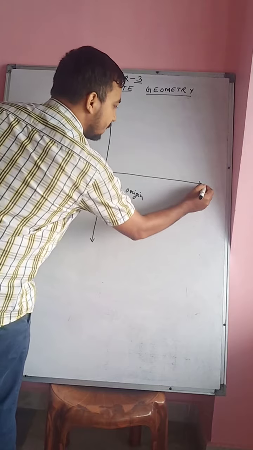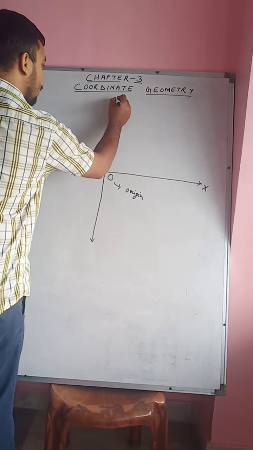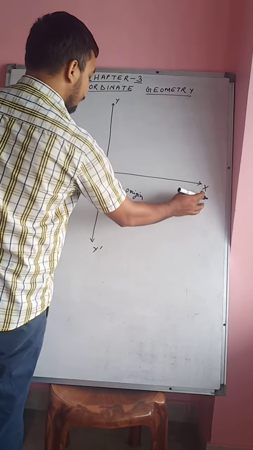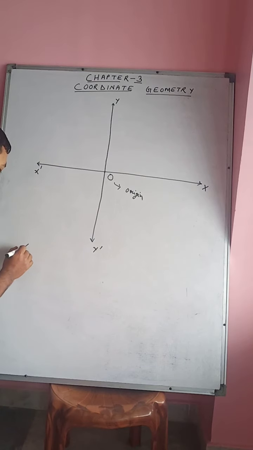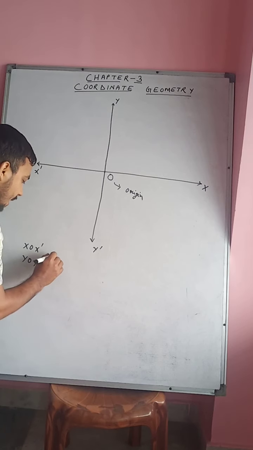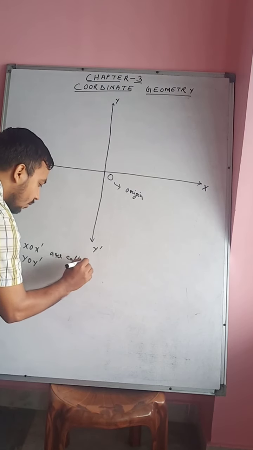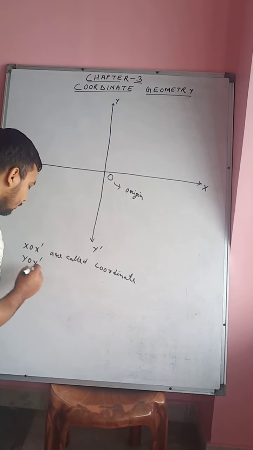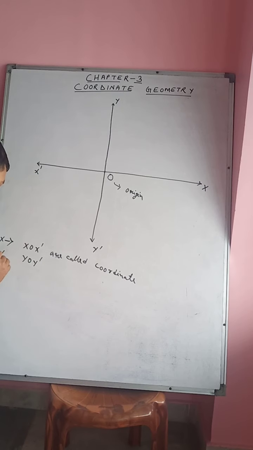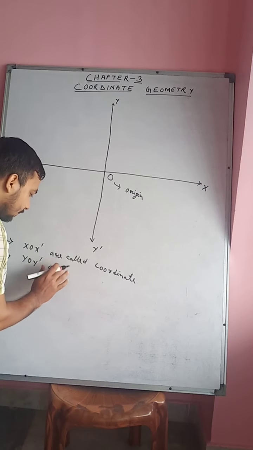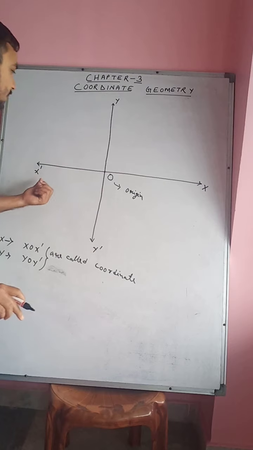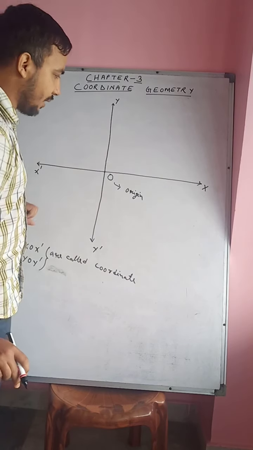We mark this as X, this as Y, this as X dash, and this as Y dash. X O X dash and Y O Y dash are called coordinates. This is the X coordinate, and this is the Y coordinate. These both are called coordinates. X O X dash is the X coordinate, Y O Y dash is the Y coordinate.